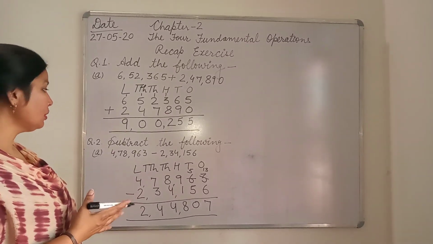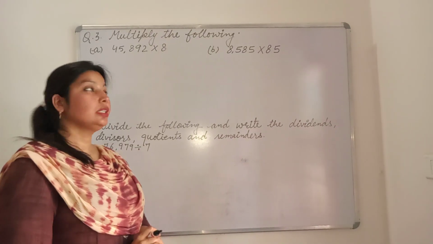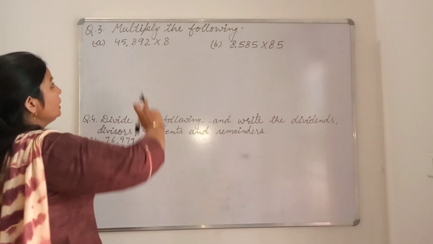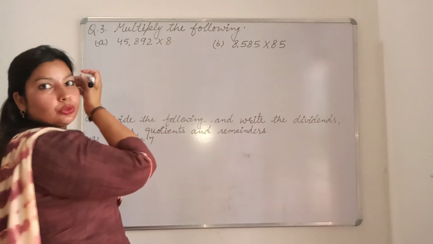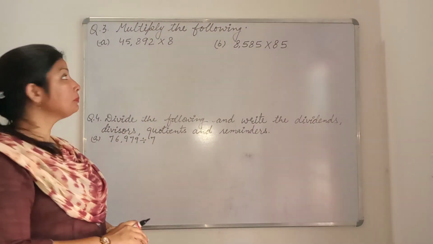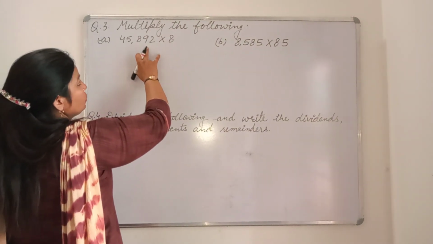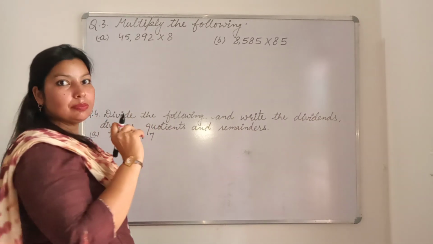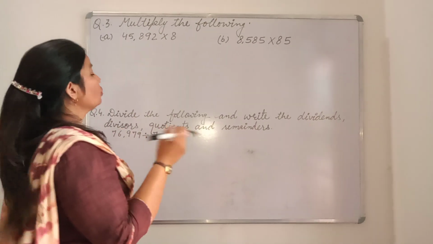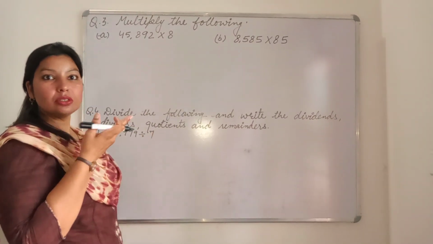Okay, now question number 3. Multiply the following. Here you have to do multiplication. So here A part is given: 45,892 multiplied by 8. Only multiplication by a single digit. So the same way we have to write in the columns.